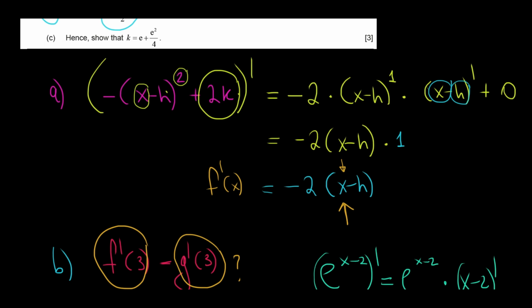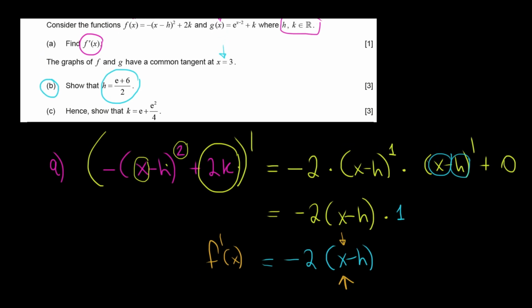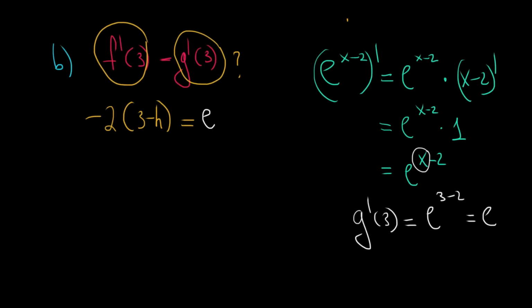The question was to show that h is e plus 6 over 2. Well, we have to make h the subject. Let's do that. We have minus 2 on the left side. To get rid of it, let's divide this equation by minus 2 on each side. So we have 3 minus h equals e over minus 2. And then I want to have h as my subject. I will get rid of the 3 first of all.